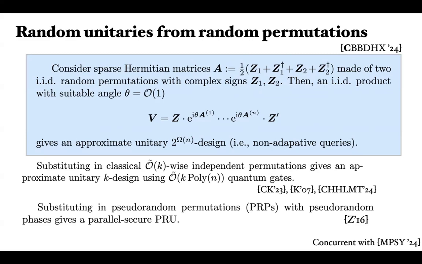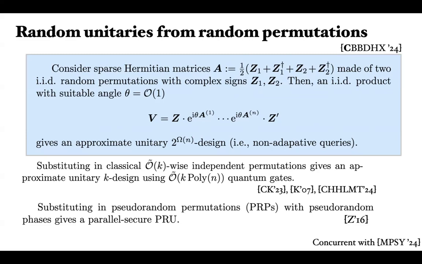Here, for some technical reasons, we can't get the proof to work for adaptive queries. We just don't know how to do it. So currently the proof only works for non-adaptive queries. But recently there have also been other developments that lead to adaptive pseudo-randomness.